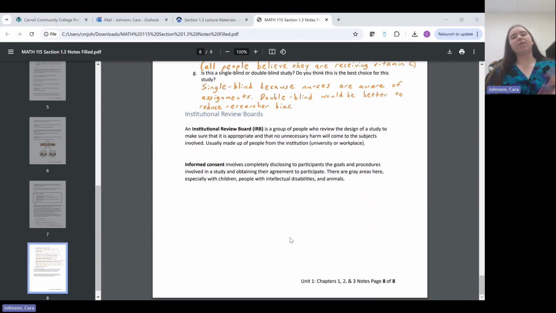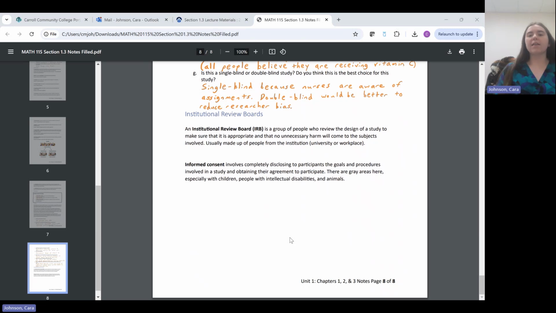And then the last final definition. An institutional review board is a group of people who review the design of a study to make sure it is appropriate and that no unnecessary harm will come to the subjects involved. This is usually made up of people from whatever institution the study is conducted in, like a university or workplace. Of course, this is important for ethical considerations. All studies need to be ethical and not cause harm to people or any sort of participants.